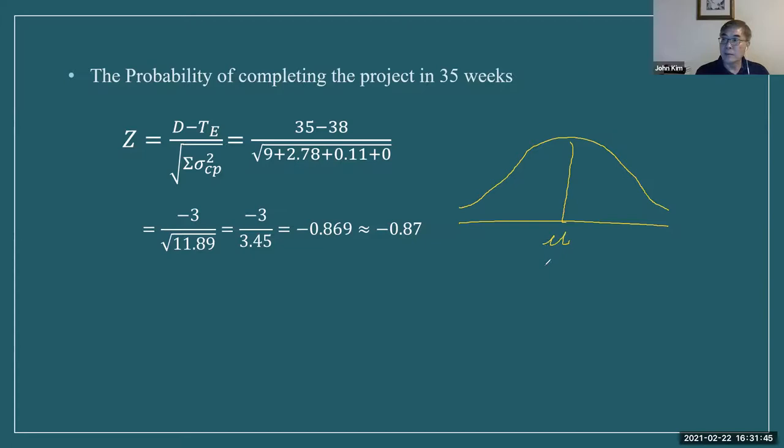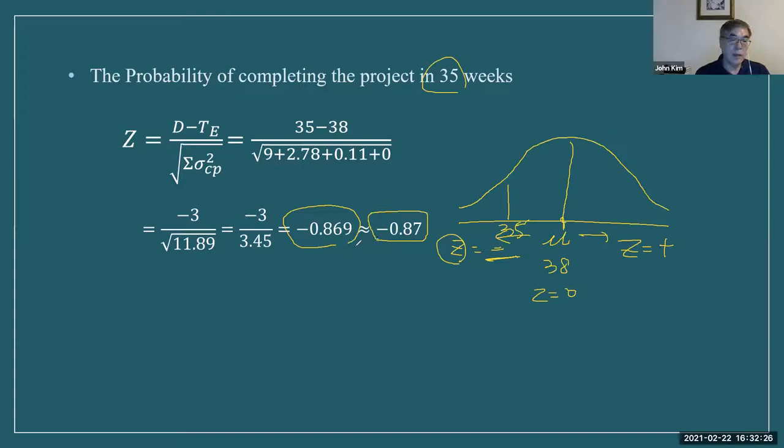The mean for this project is 38. On this mean, the Z score is 0; to the left, the Z score is negative, and to the right, it is positive. So if it is 35, it is on the left side of the mean, so the Z score should be negative: approximately negative 0.87. That is the Z score, the boundary here.